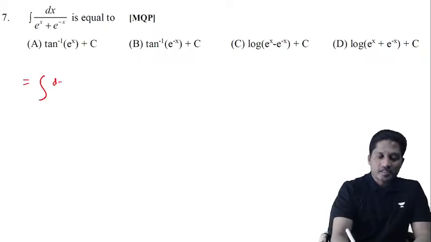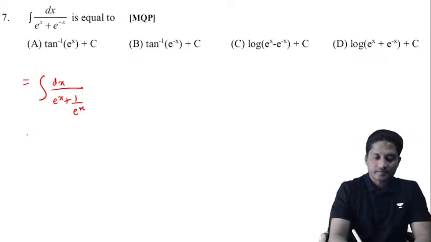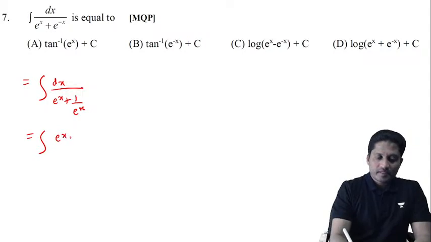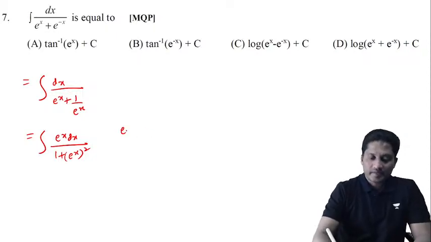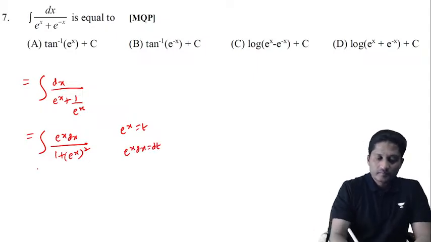So this is integration dx divided by e power x. I can write 1 by e power x, cross multiply and shift to numerator. E power x dx divided by 1 plus e power x the whole square. I'm going to put e power x is equal to t. If I differentiate, e power x dx is equal to dt. Numerator dt divided by 1 plus t square.